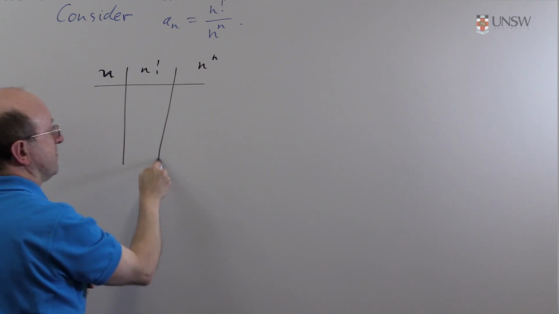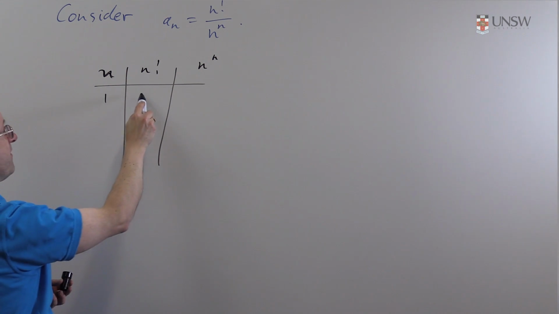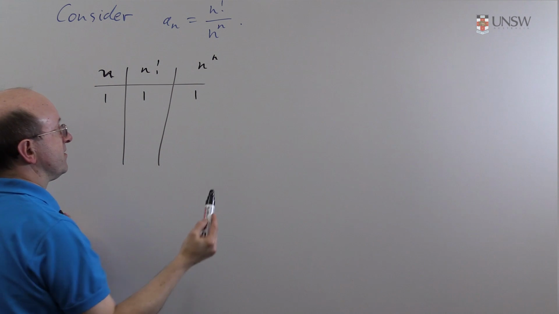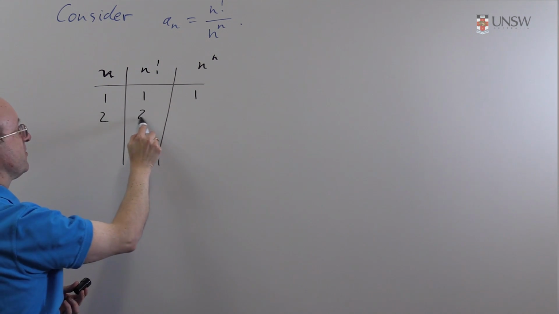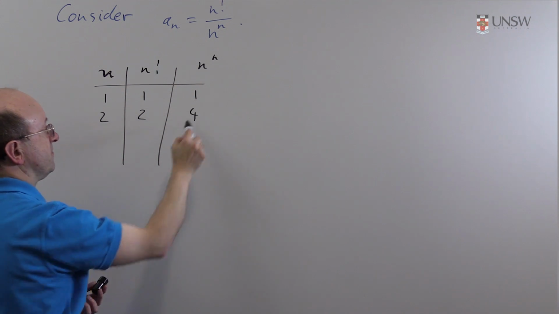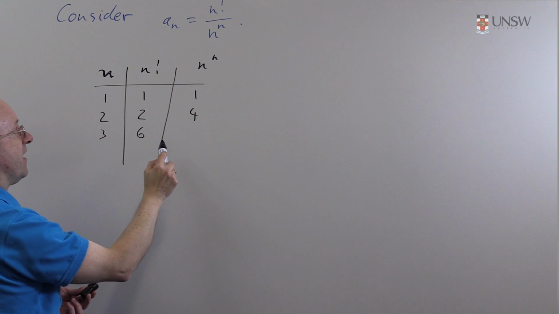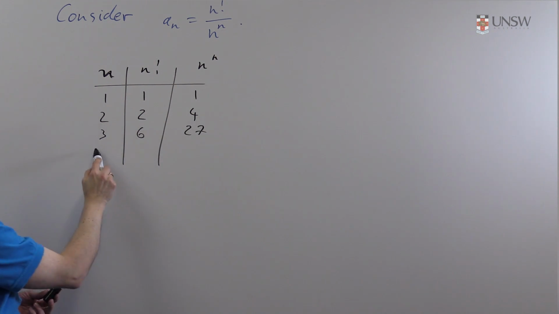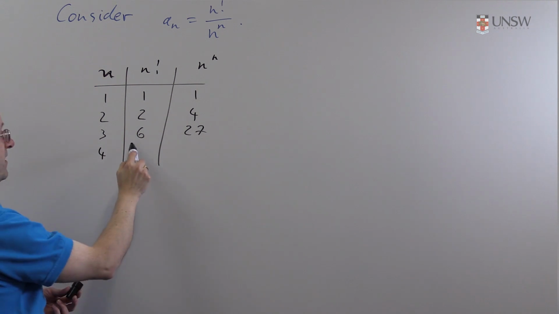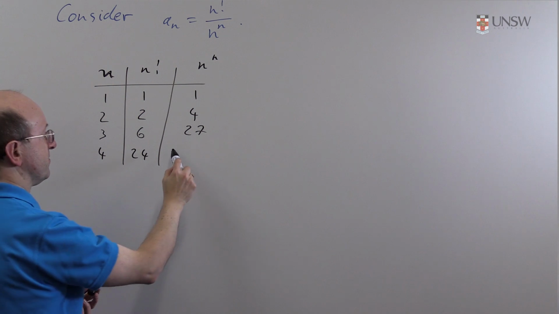For n is 1, n factorial of course is just 1, and 1 to the 1 is 1, not telling us anything. N is 2, 2 factorial is 2, and 2 to the 2 is 4. For 3, n factorial is 6, and 3 to the 3, 3 cubed, is 27. For 4, n factorial is 24, and 4 to the 4 is 16 squared, it's 256.